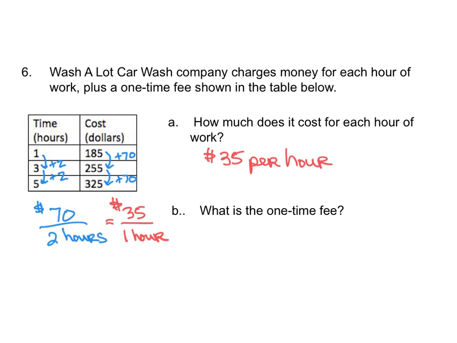Okay? Now let's come back up here and figure out the one-time fee. After 1 hour, it's $185, and we know it goes up by 70. So really, we have to go back on this table and figure out at 0 hours what the total cost is going to be. If it's going up by 70, we're going to go down by 70, and it's going to be $115. So the one-time fee is $115, and then they pay $35 per hour.